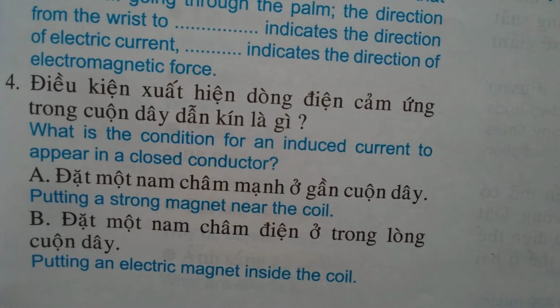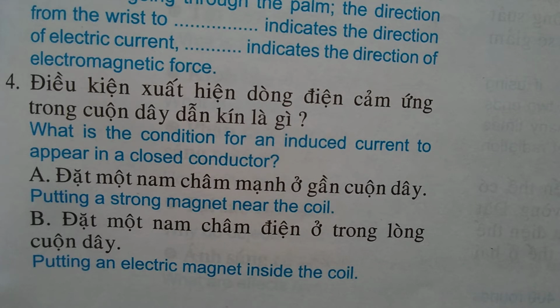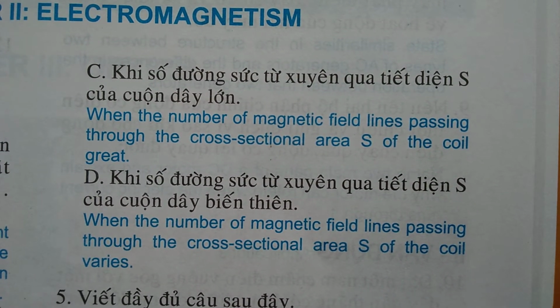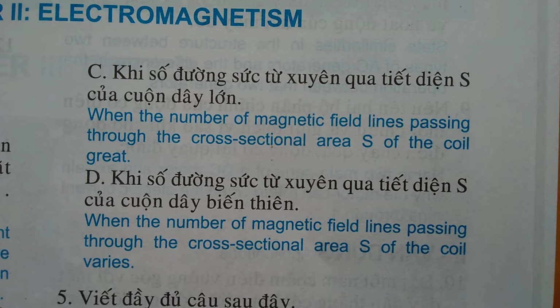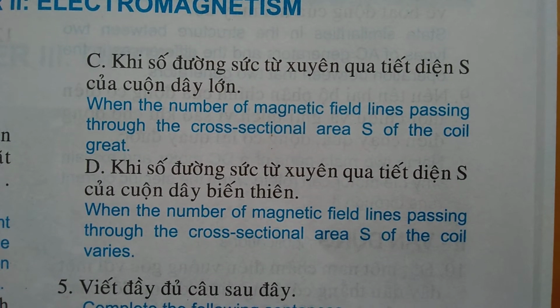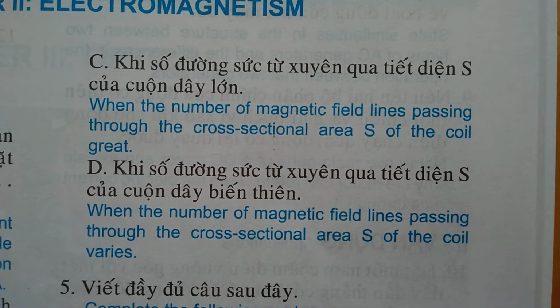What is the condition for an induced current to appear in a closed conductor? Putting a strong magnet near the coil. Putting an electric magnet inside the coil. When the number of magnetic field lines passing through the cross-sectional area S of the coil is great. When the number of magnetic field lines passing through the cross-sectional area S of the coil varies. D.